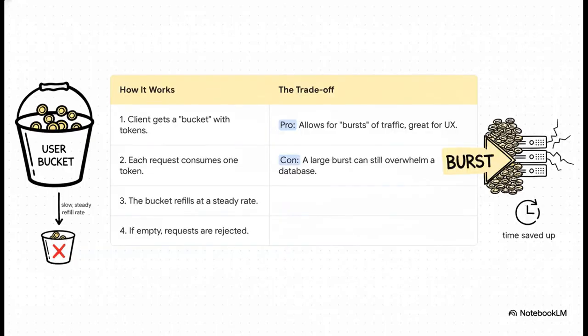Every user gets a bucket with a certain number of tokens in it. Every time they make an API call, it costs 1 token. Meanwhile, the bucket is slowly refilling at a nice, steady rate. So if a user is quiet for a while, they save up tokens, which means they can make a sudden burst of requests later on. This is awesome for user experience, right? It feels super responsive. But here's the catch.